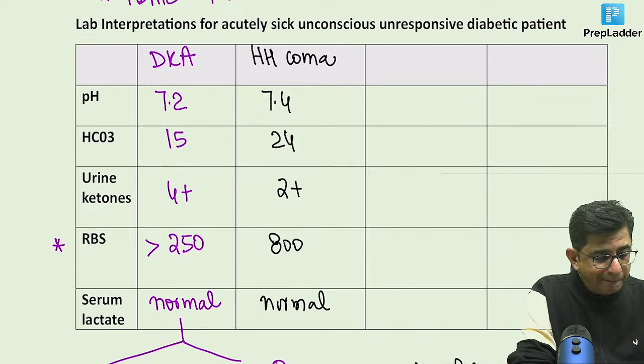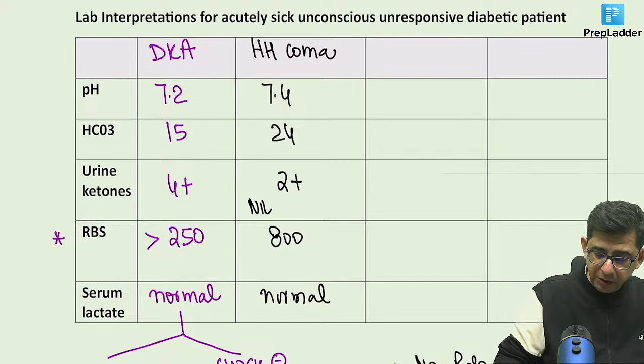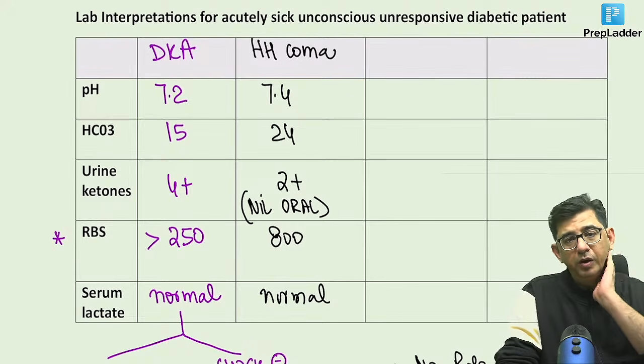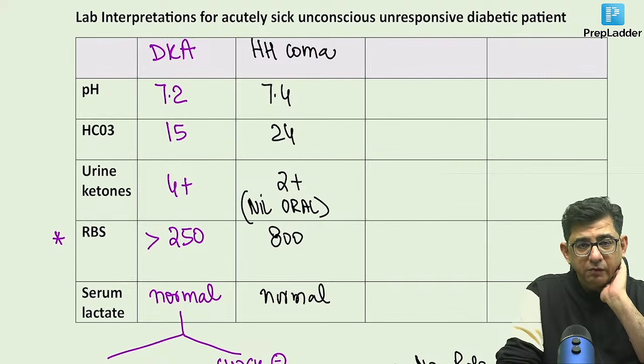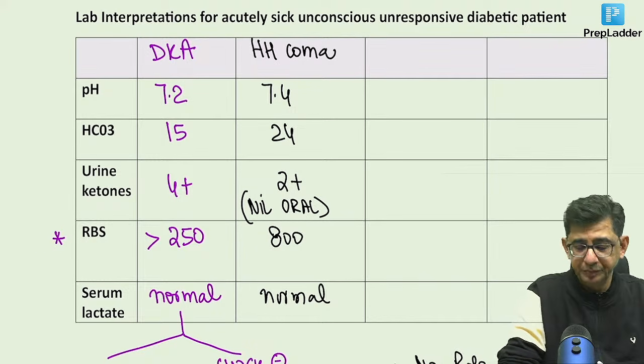Why do ketones become elevated? Ketones are elevated because the patient is nil orally, because the patient is in a coma. So if the patient is not eating anything, the body will burn fat, and therefore hyperglycemic hyperosmolar coma can also have ketones present. The reason is the patient has not eaten anything. Starvation, as you are saying, is perfectly fine.